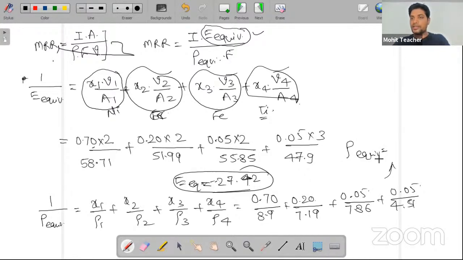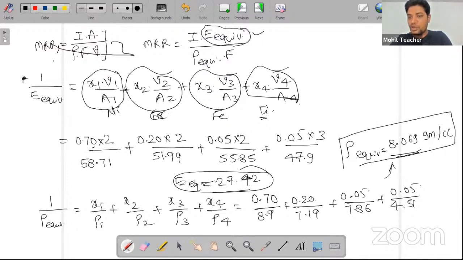So from here you can calculate the value of rho, that is rho equivalent, the density. How much are you getting? Yes, exactly, that is 8.069. But please keep in mind that this is in gram per cc. This unit is very, very important here.